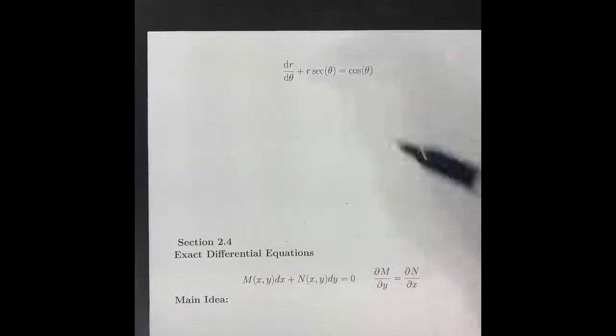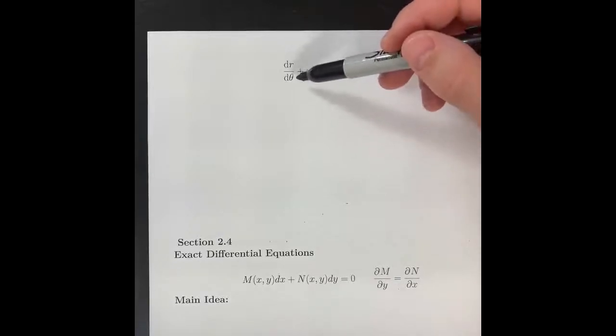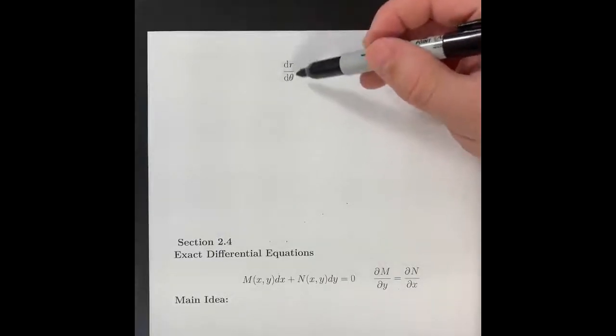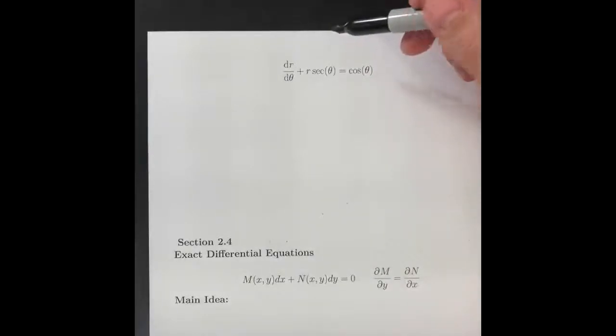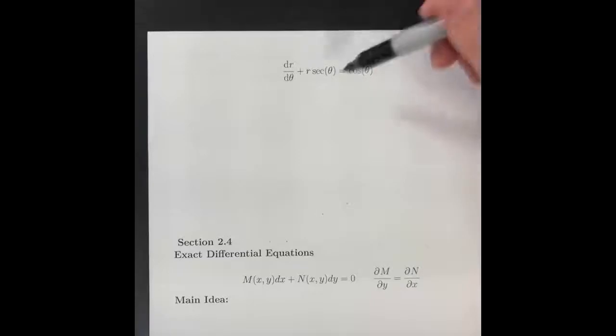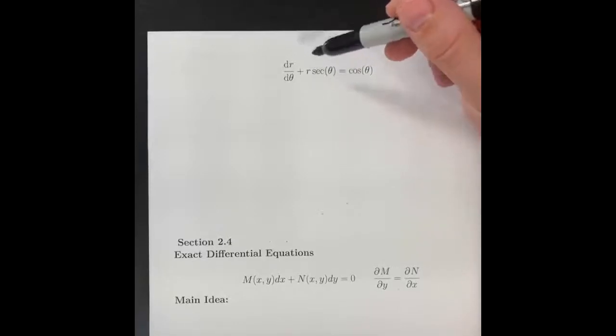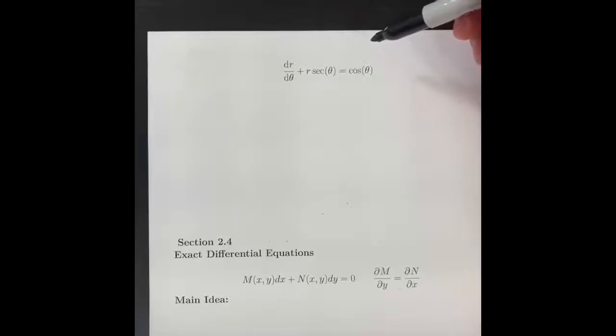So let's just double check. In this case, we have two different variables, r and theta. So r is our dependent variable, and theta is our independent. And so we see again, this is first order, a first derivative, and nothing nonlinear is happening to r. We have a secant theta, but that's our independent variable, so that's okay. r is still linear. So this is linear first order, and we want to try and solve this differential equation.